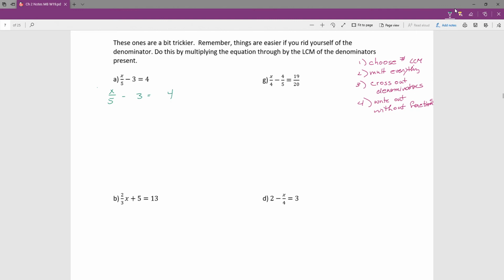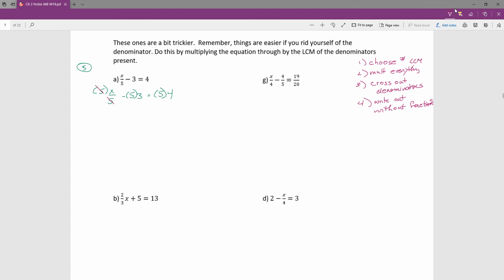And I'm going to multiply everything through by 5. So each of the terms gets multiplied by 5. So I've chosen the LCM as 5. I multiplied everything through. Now I'm going to cross out the denominator. So sometimes easier to switch colors for me with this one so you can see what's going on. The 5 divided by 5 is 1. It goes away. That's the only one that I have to do to cross out.